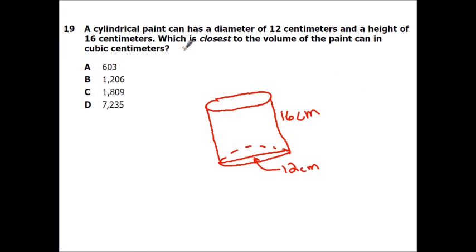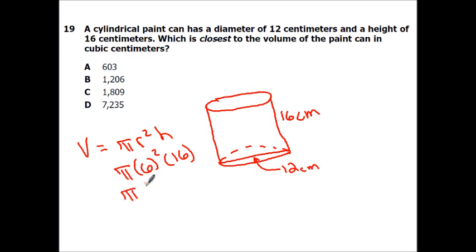All right, so then they ask us, what is the closest to the volume of the can of paint in cubic centimeters? So we should know that volume is equal to pi r squared times height. So let's substitute in what we know. So pi is just going to be pi. Now this is radius, but they gave us the diameter. So remember, radius is half of a diameter, so my radius is going to be 6 squared, and then my height was 16. So let's go ahead and multiply this out. It's going to be pi times 36 times 16.